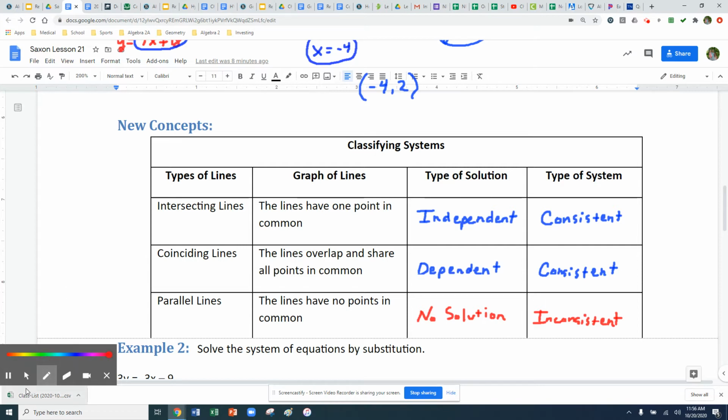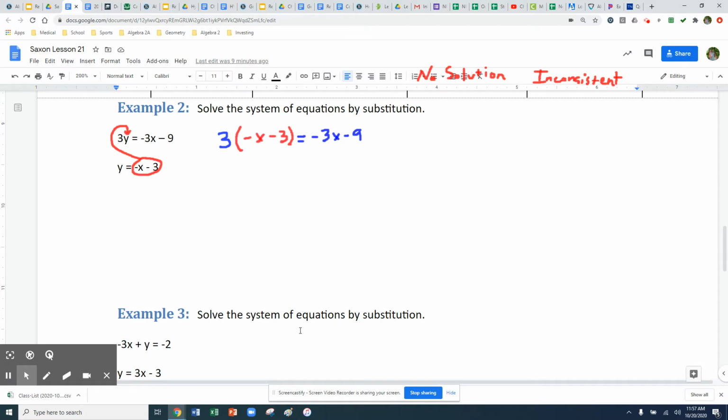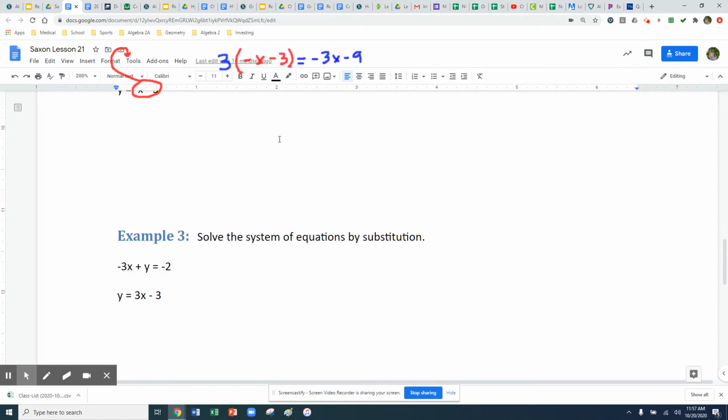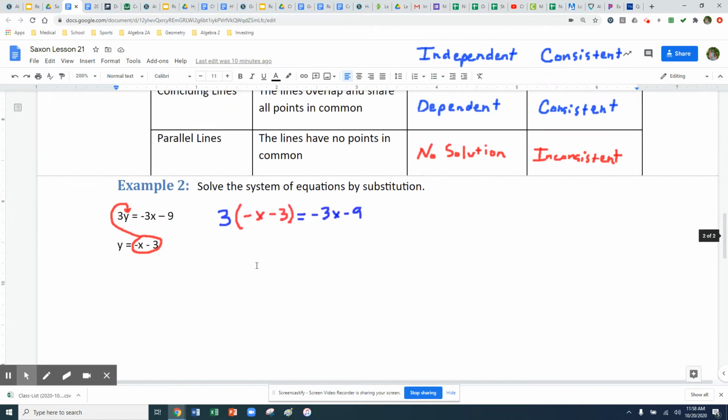So we're going to look at how substitution looks when we get one of these special cases, and then we'll classify our system. So the first thing we'll do is look to see if we have a variable solved for, and this one's set up for us. We have y equals negative x minus 3, so we'll take negative x minus 3 and substitute that for the y. So that's what you'll see that I've written here: we've got an equation set up. 3 times negative x minus 3 equals negative 3x minus 9. So now we'll start to solve for x.